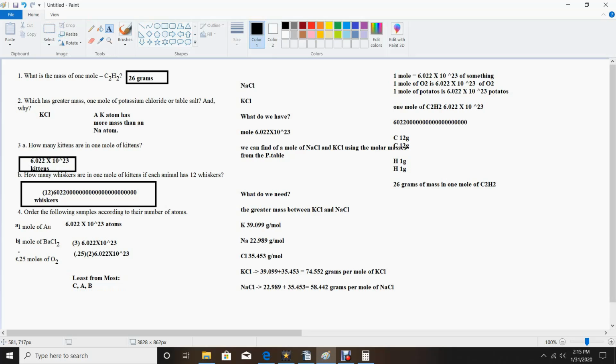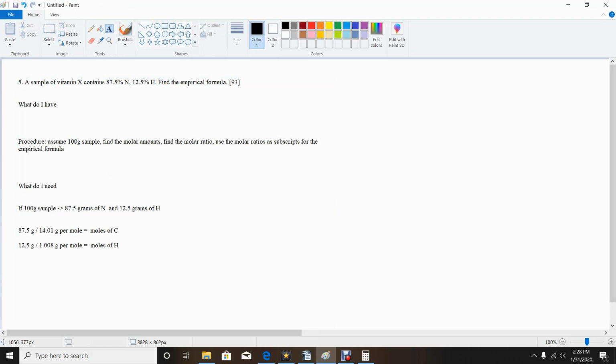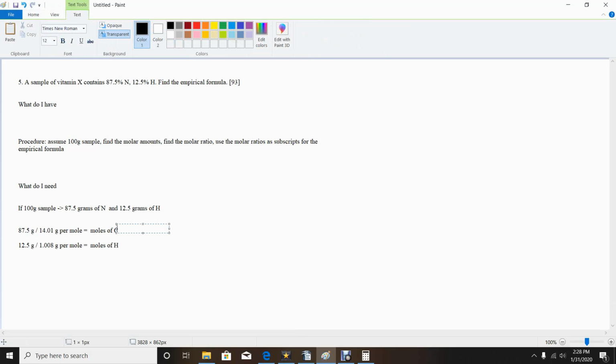Okay. Problems 1 through 4. Let's move on. Picking up with problem 5, this is an empirical formula, finding the empirical formula by the percent of mass. In this case, our sample is 87.5% nitrogen and 12.5% hydrogen. I already did some of the preliminary work here. That's a mistake. That should say hydrogen or nitrogen, not carbon.